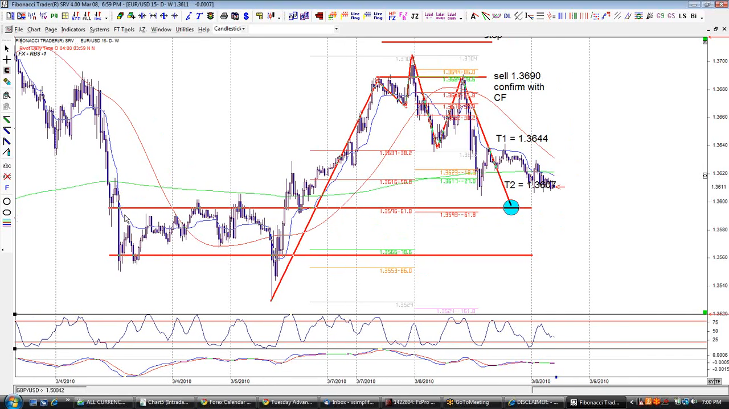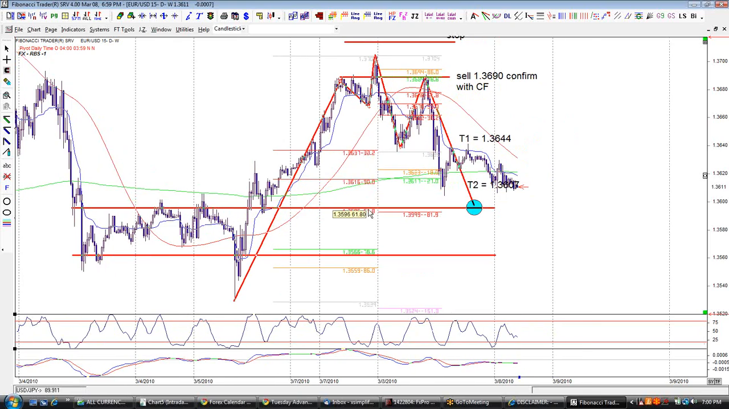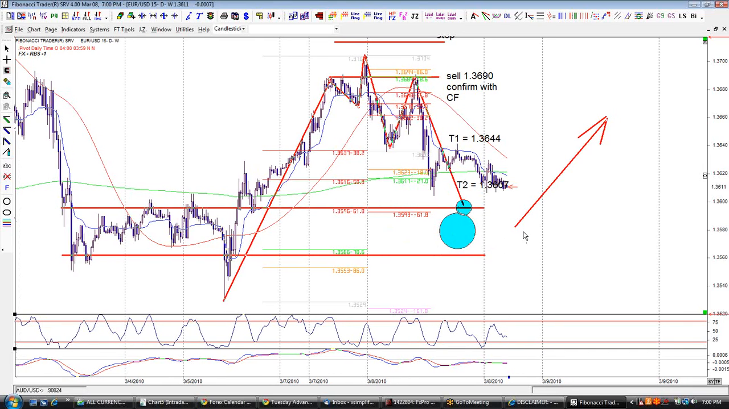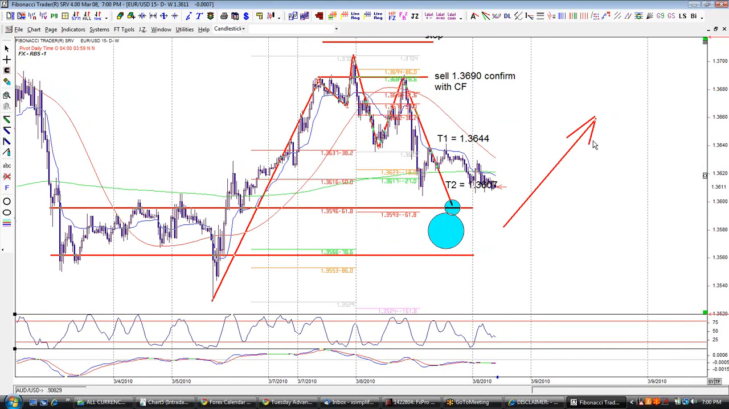This is consolidation at the demand zone, so we might see some bullish move once we either touch or enter this zone between those two horizontal lines. As I said, I don't really like this convergence, but this might be an area where we will start looking for some bearish entries.